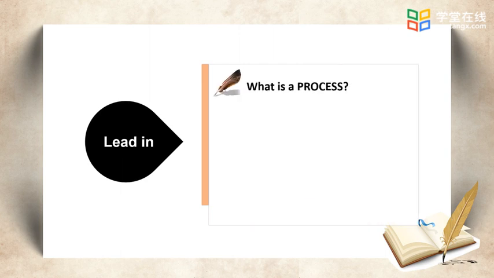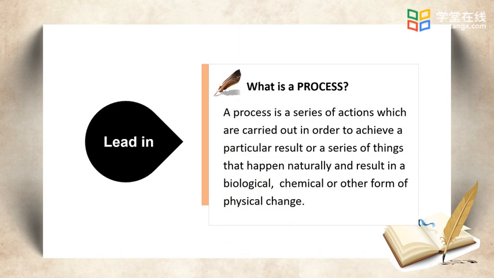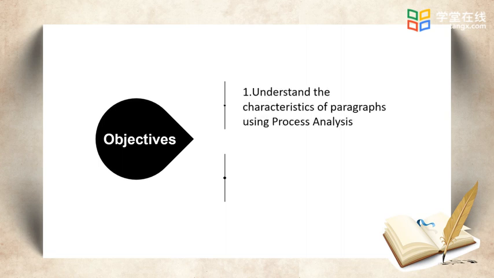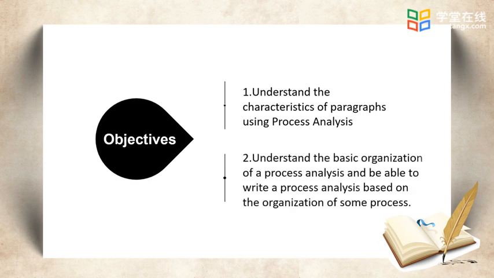What is a process? A process is a series of actions which are carried out in order to achieve a particular result, or a series of things that happen naturally and result in a biological, chemical, or other form of physical change. We have two objectives today. First, understand the characteristics of paragraphs using process analysis. Second, understand the basic organization of a process analysis and be able to write a process analysis based on the organization of some process.